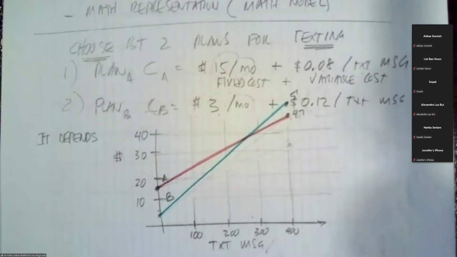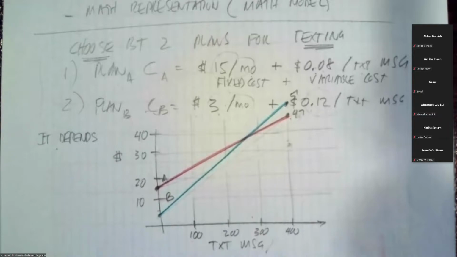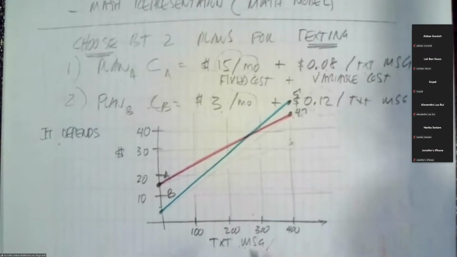Well, are we looking for the intersection? Your boss simply said, which is the best plan? And you're sitting at the table and you say, well, sir or ma'am, it depends. And then your boss comes back and says, well, it depends on what? You ask them how many texts they're going to send a month on average. Okay, so then it depends on the number of text messages that we're going to send. Everybody agree with that?